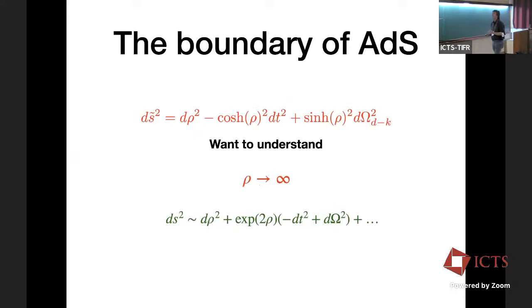Obviously, this requires more elaboration. What is the boundary of AdS? This is the really important question. I just told you how to write the coordinate system in my favorite coordinate system, and I want to understand what happens when rho goes to infinity. So if you look at the metric, here's the radial direction. When rho goes to infinity, I eliminate the radial direction, so I'm going to get rid of it at some point. But then what I see is that the dt squared and the angular part both have an exponential dependence on rho.